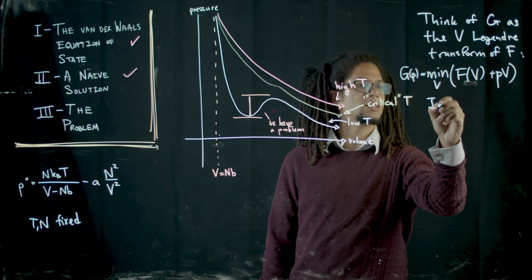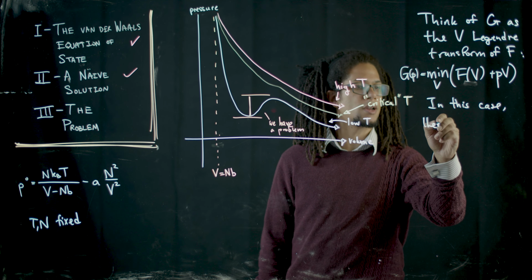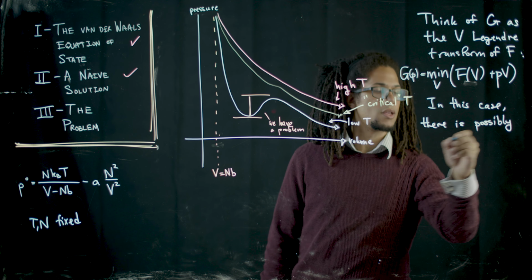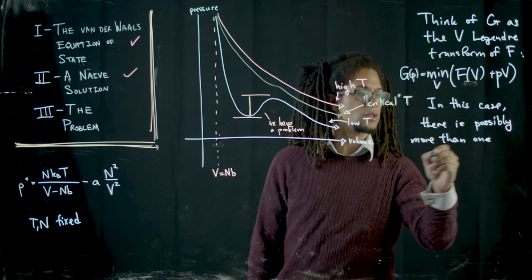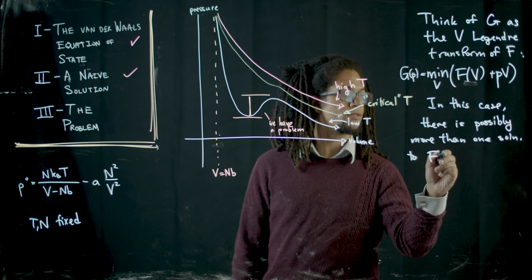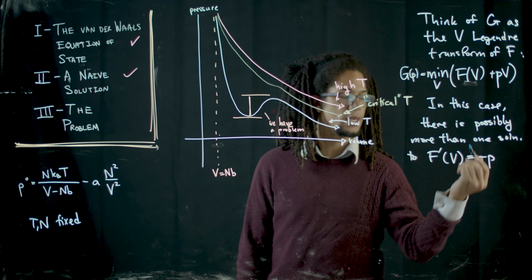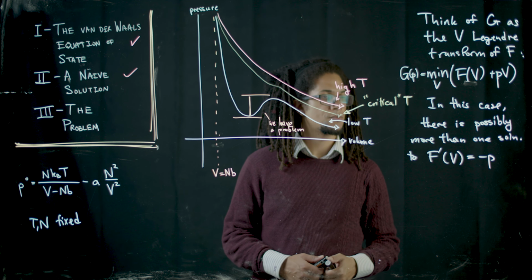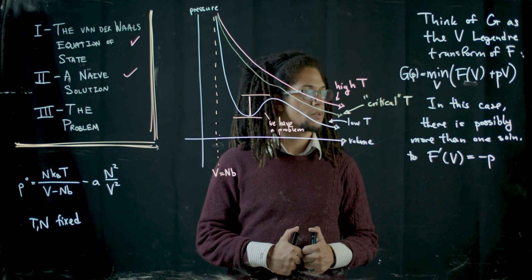So in this case, there is possibly more than one solution to F prime of V is equal to minus P. Good. Notice that I've suppressed the dependence on T and N just for the sake of clarity here.